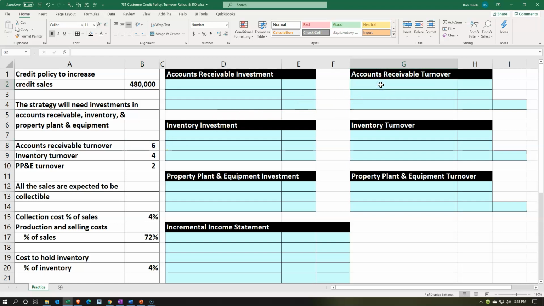The accounts receivable turnover is going to be the sales. So we're going to have sales, and this is for the increased sales, which is the 480. And then we have the accounts receivable. Okay, that's going to be here.